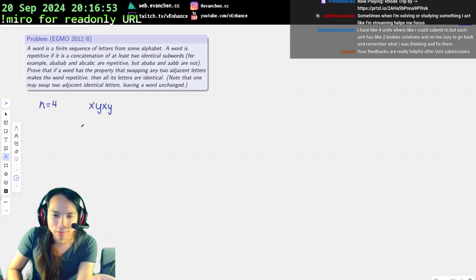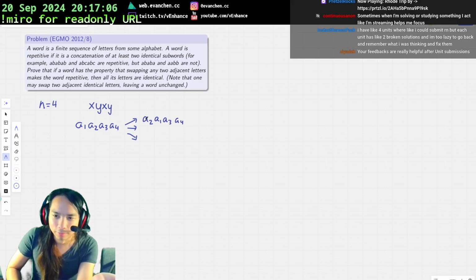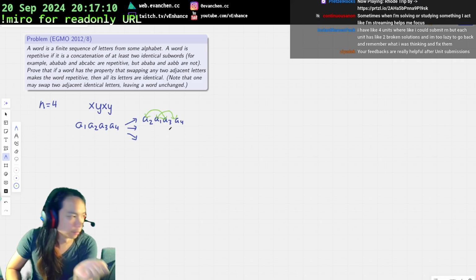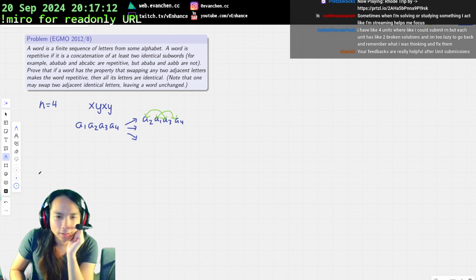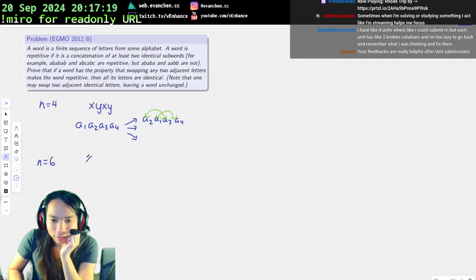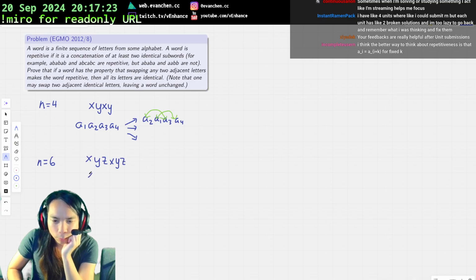In general, if you have A1, A2, A3, A4, and there are 3 different branching things, this just implies A2 is equal to A3, and then A1 is equal to A4, and if you do the analogous thing, the same thing happens. So n equals 6 is the first time that anything different happens, where there are 2 different kinds of repetitive words. There's a square and a cube.